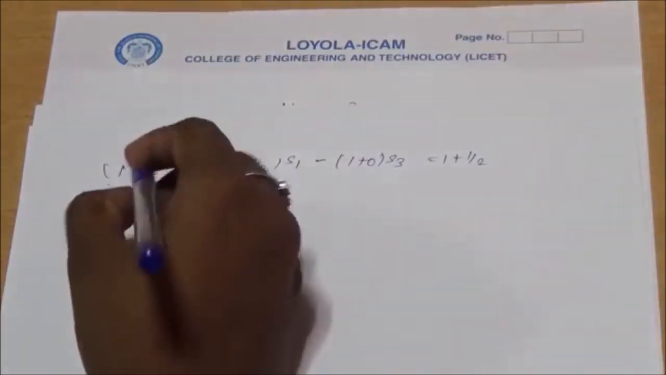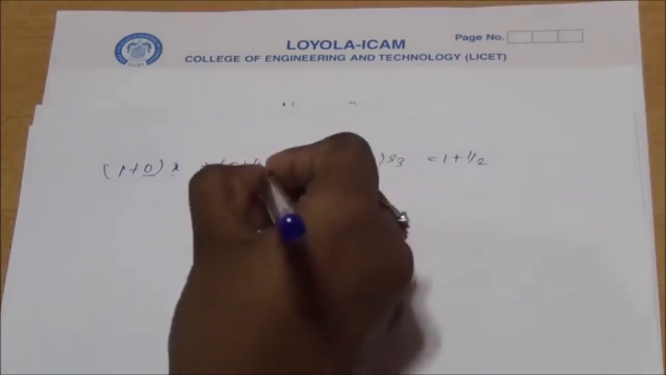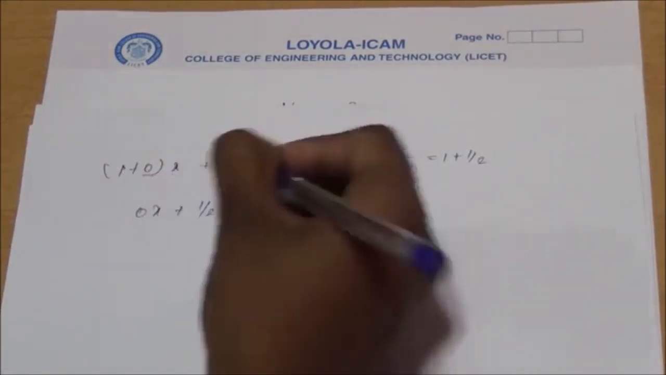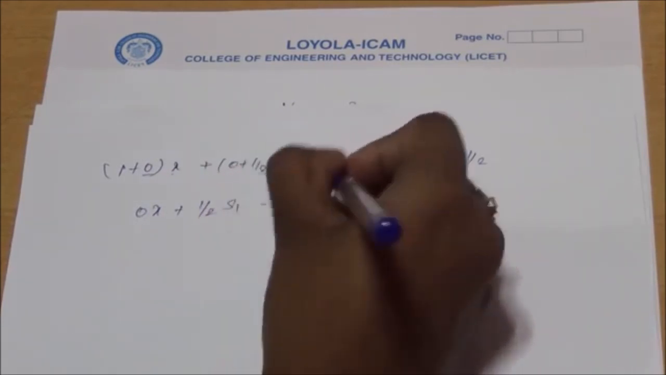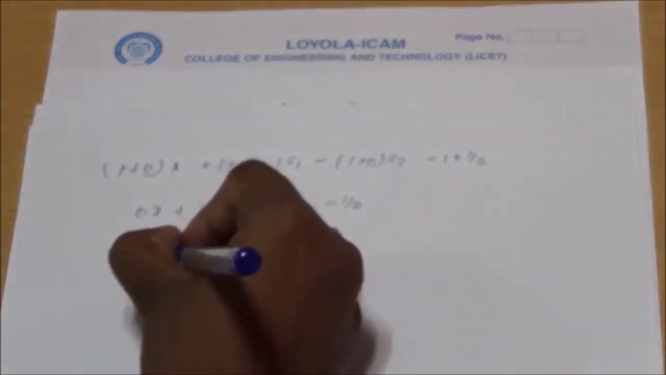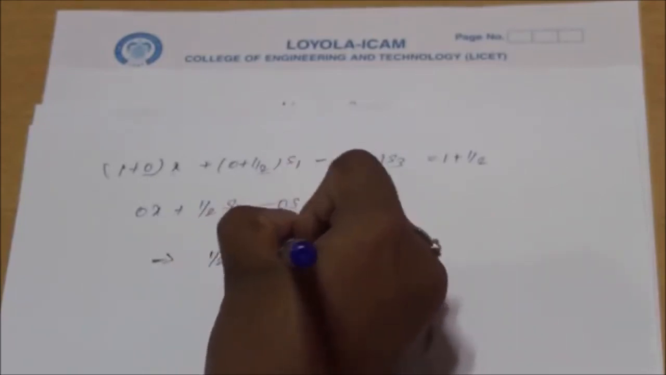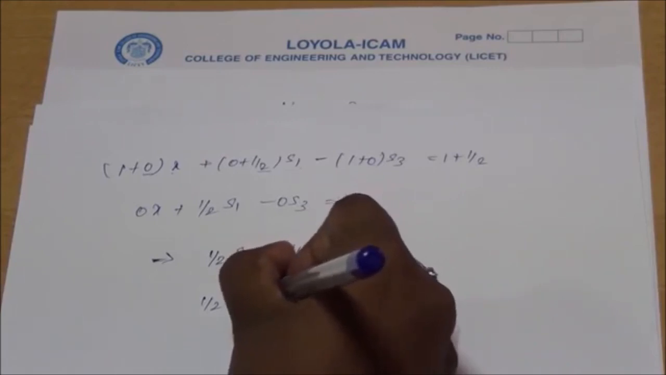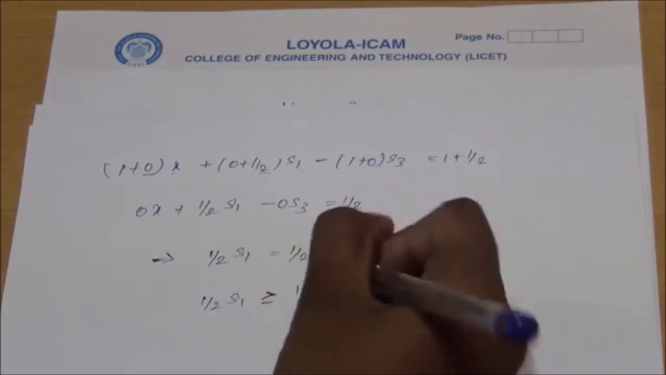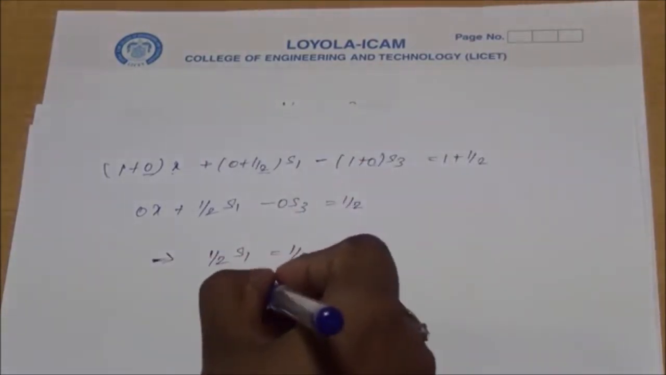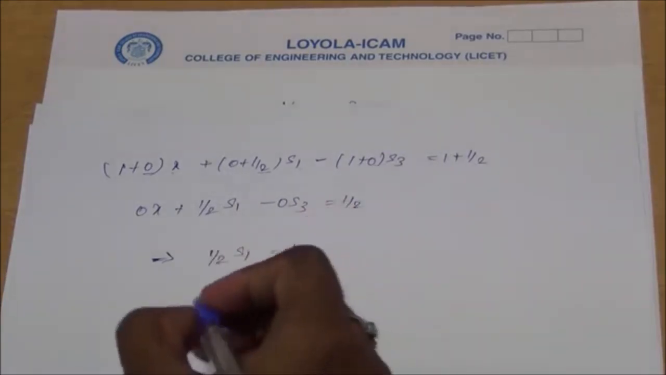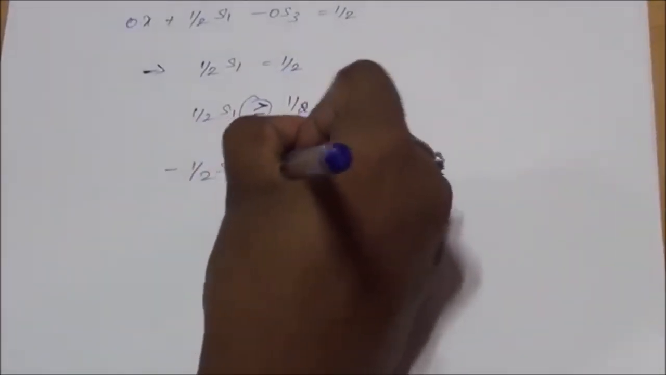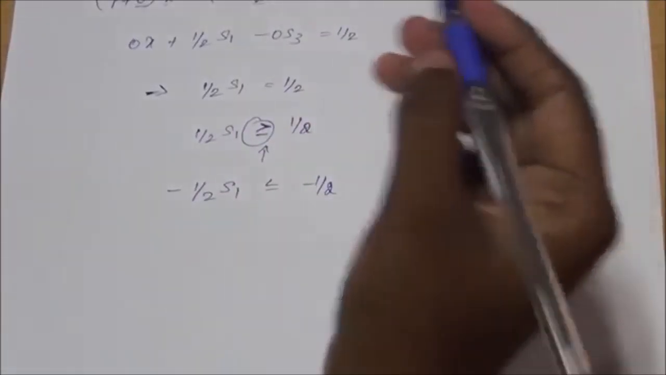Now we have to consider only the fractional values alone and rewrite the equation as 0x plus 1 by 2 s1 minus 0 s3 equal to 1 by 2. Hence we finally got the equation as 1 by 2 s1 equal to 1 by 2. By default, the constraint involved here will be greater than or equal to. So 1 by 2 s1 greater than or equal to 1 by 2. Since it deals with a maximization problem, we have to change this constraint to less than or equal to by multiplying with minus 1. So minus 1 by 2 s1 less than or equal to minus 1 by 2.